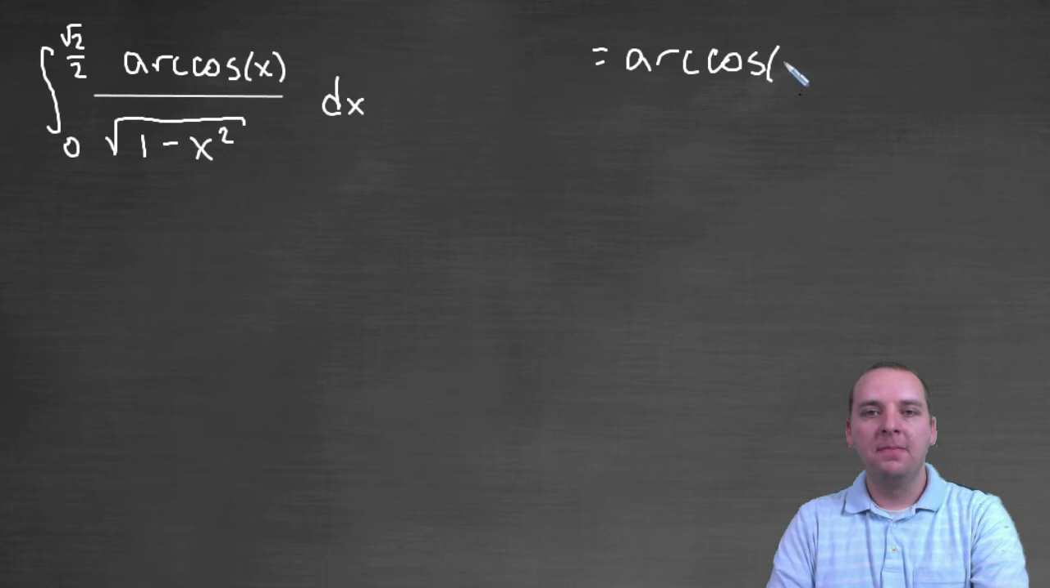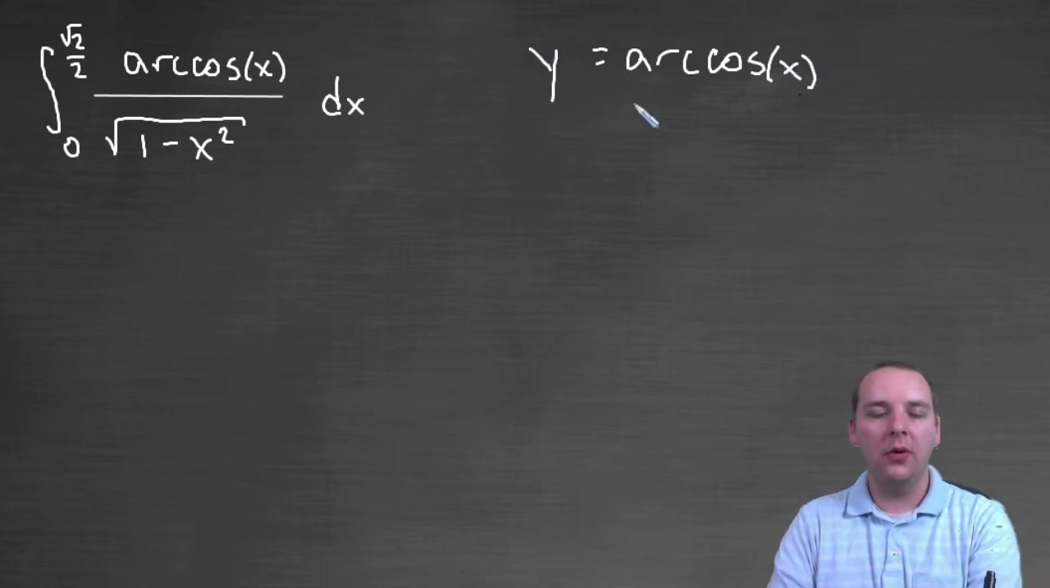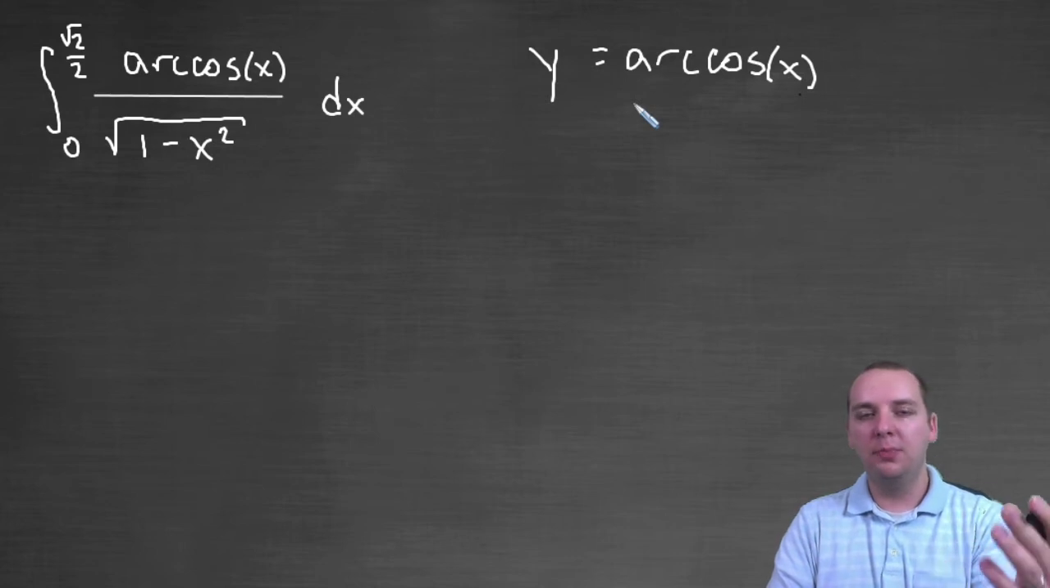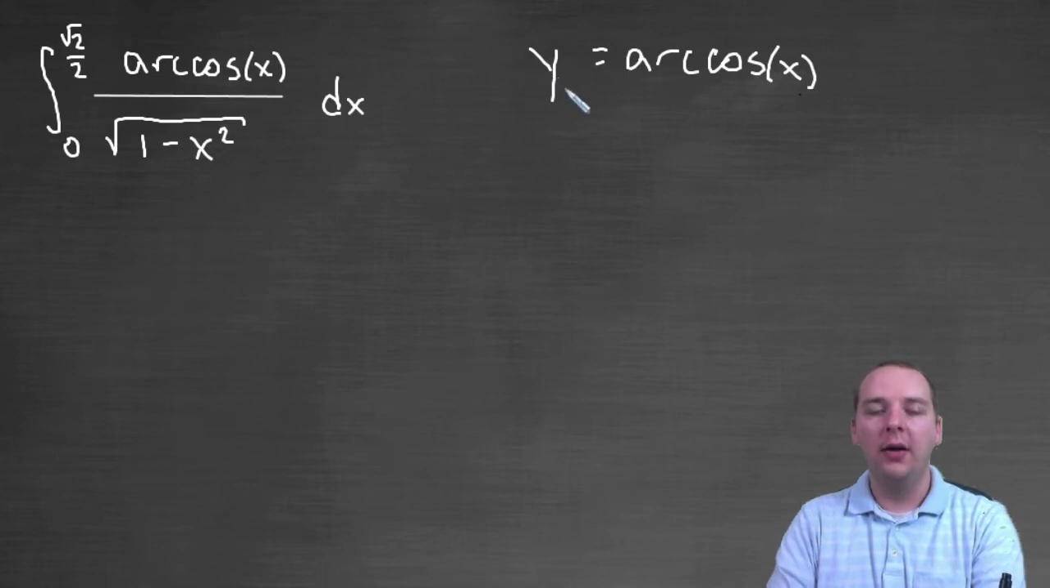So the idea is this: we're going to take that arc cosine of x, and we're going to temporarily call it y, or u, or just pick a letter, but y is a pretty standard letter. So we're going to temporarily call this guy y for the short term, and that way I can take out the numerator and replace it with a y.